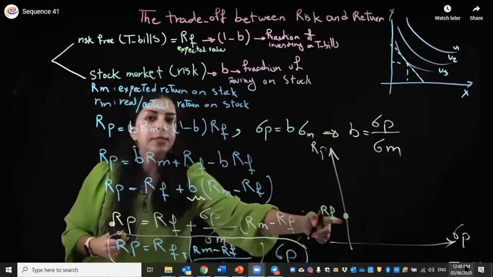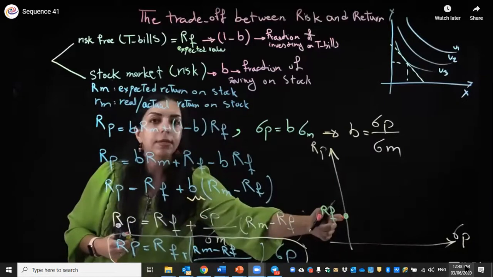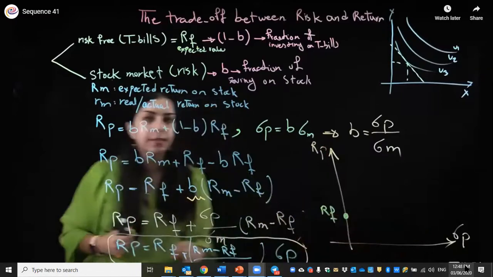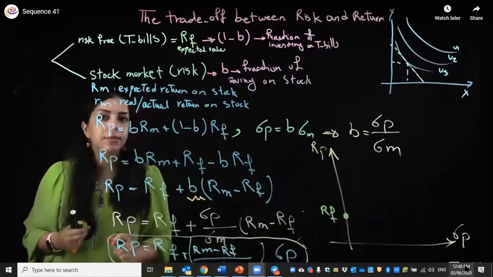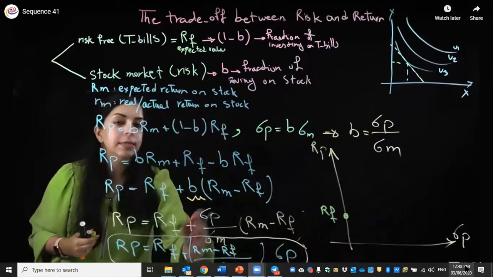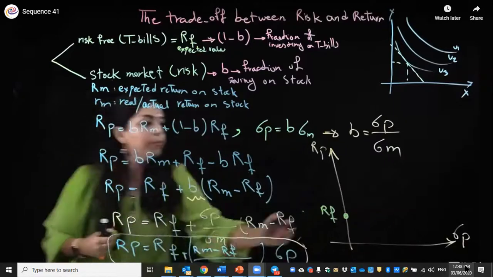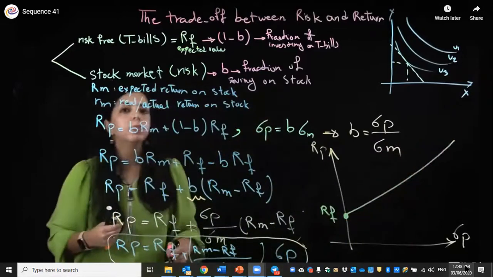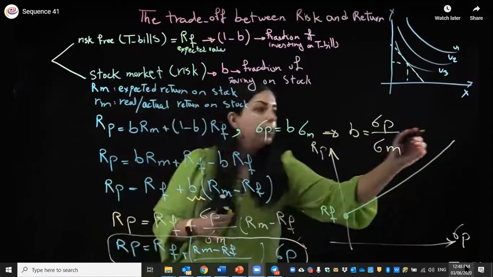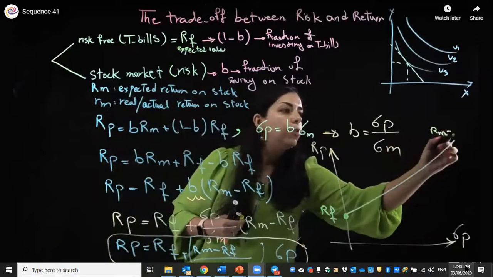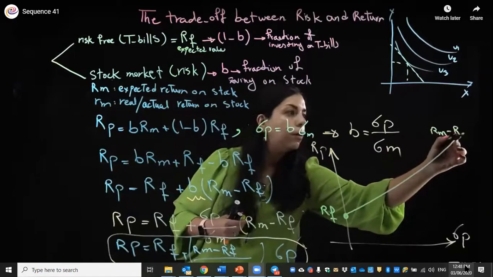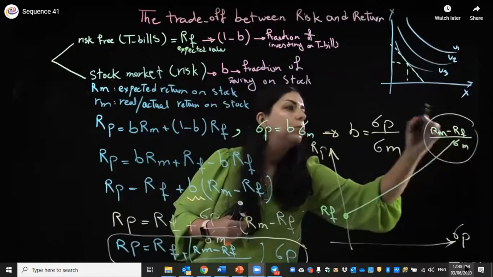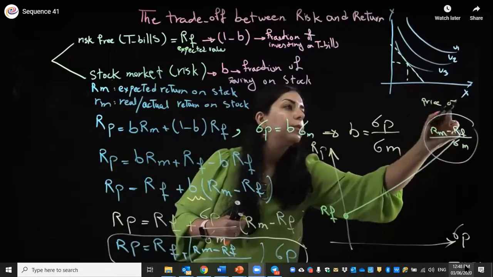Do I have any risk here? Of course not. You can see this on the y-axis: the amount of the risk is zero. And then here is the slope of the portfolio. The slope of the portfolio, which I can draw like this, is called the price of risk. So the slope is Rm minus Rf divided by sigma m. This is called the price of risk.